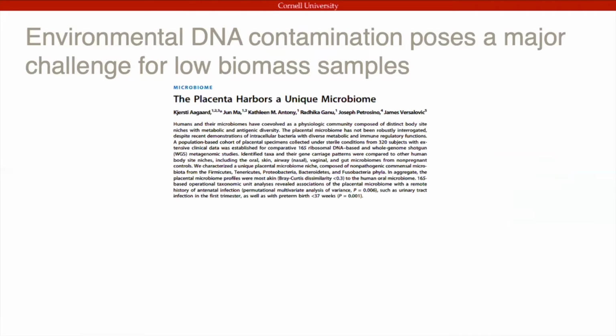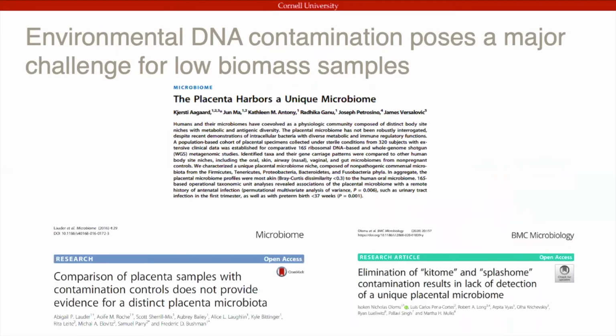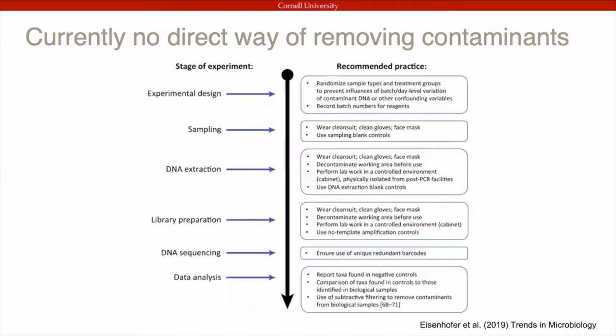So in 2014, there was a paper that came out in Microbiome claiming that the placenta harbors a unique microbiome. And unfortunately, subsequent papers showed that this microbiome was actually due to contamination. Contamination coming from the kitome, so the reagents we use, the splashome, or just the lack of controls. And there's currently no way of removing contaminants. Commonly, they recommend to work in a clean room facility and to use negative controls.